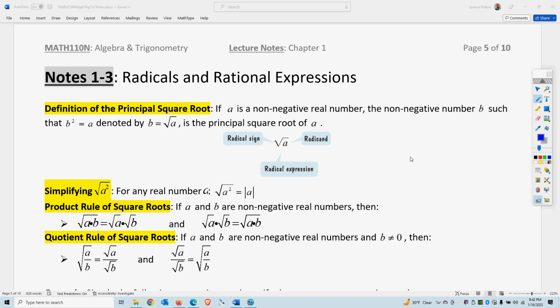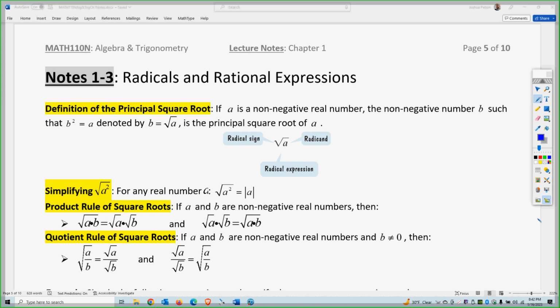This is Professor Peldon. This is part one of chapter one, section three. So we're going to work with square roots, and then we'll transition to other roots like cube roots, fourth roots, and fifth roots after that. What's important to know first is the vocabulary.